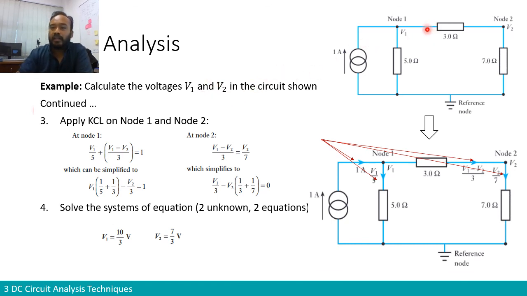For example, when you write the current, the current inside this 3 ohm resistor is V1 minus V2 divided by 3 ohm. Here it is V1 divided only by 5 ohm. Here it is V2 divided by 7 ohm. You might have multiple components, so you have to be careful with your Ohm's law: what is the voltage and what is the resistor that is included to calculate the current.